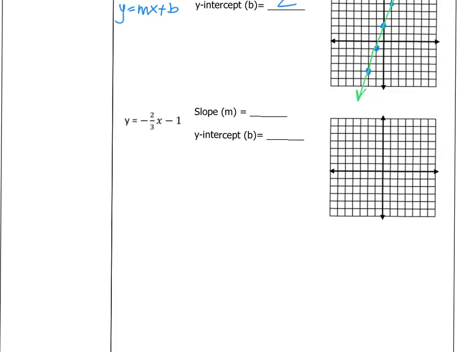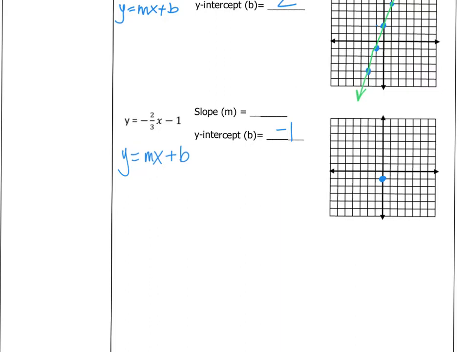All right, so this next equation is a fraction, so it's going to be a little bit different. We still have slope-intercept form, so our m is -2/3, and then our y-intercept is -1. So first, let's work with our y-intercept, so it's -1. So on the y-axis, we're going to put a point at -1.